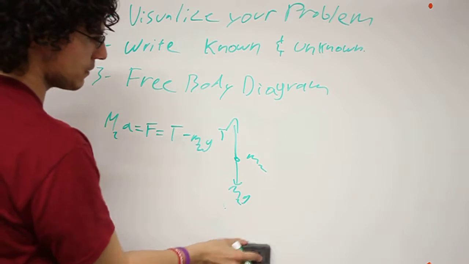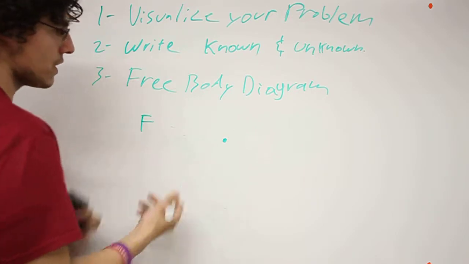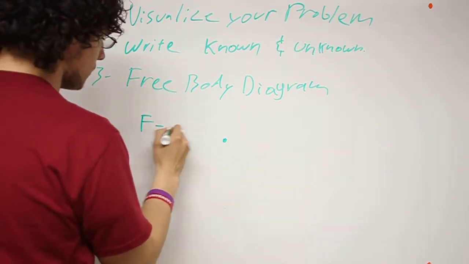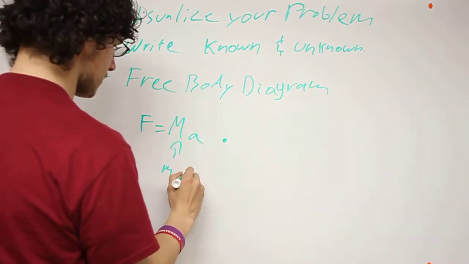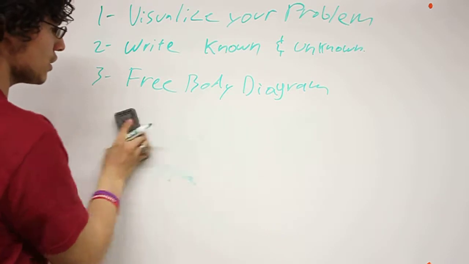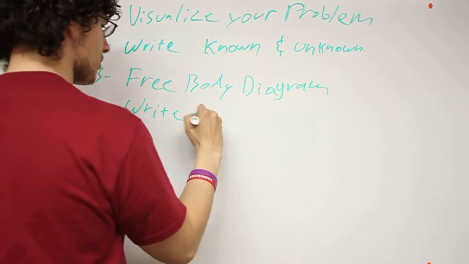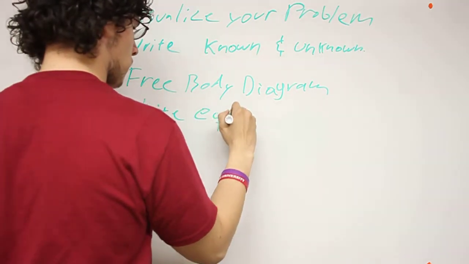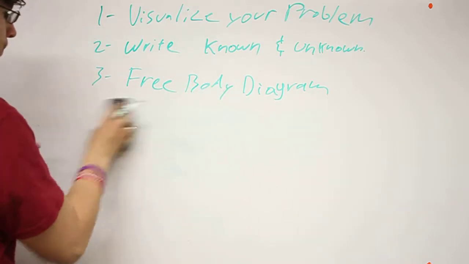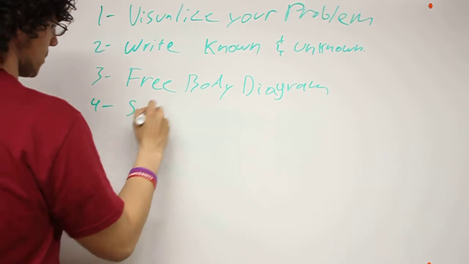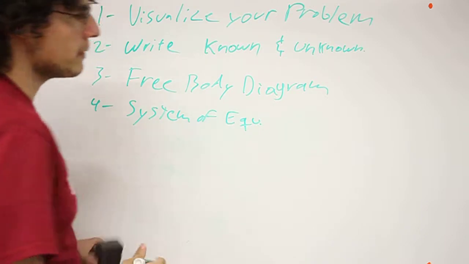Now say for example, instead of this, you had the whole system. Something's going to happen to the whole system. Now the whole force, remember we had no idea where it went first, is going to equal the total mass times the acceleration. And in this case, this is going to be m1 plus m2. So now once you have this, you could go ahead and write down all of your equations. You write down your equations, and then you make a system of equations.